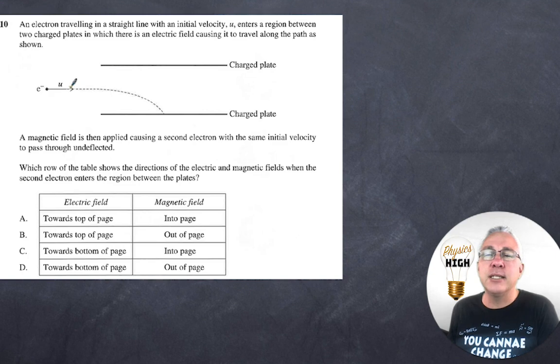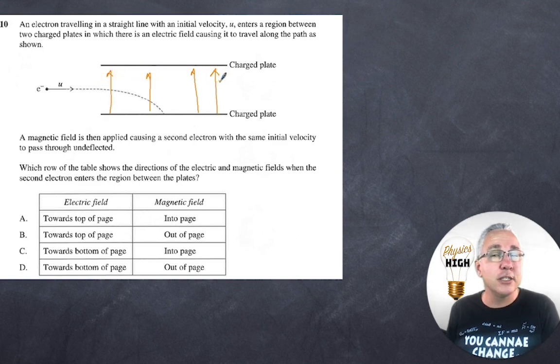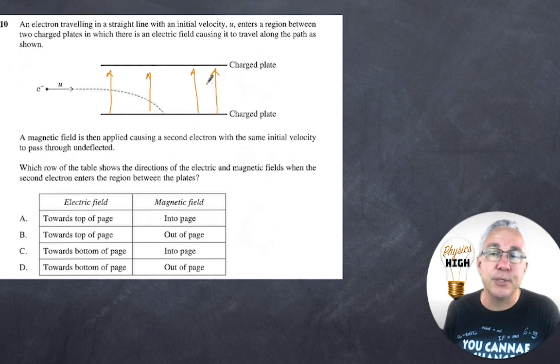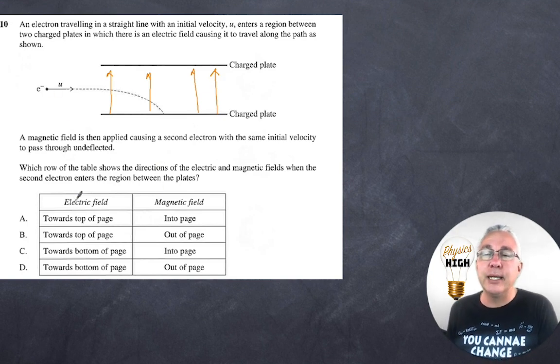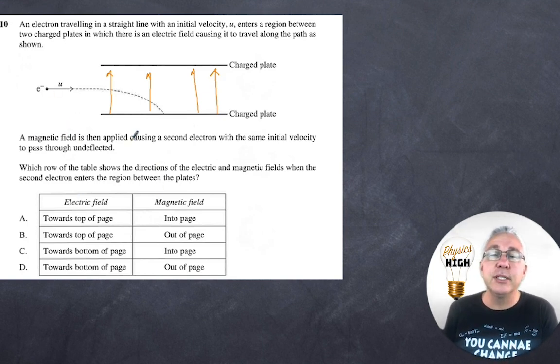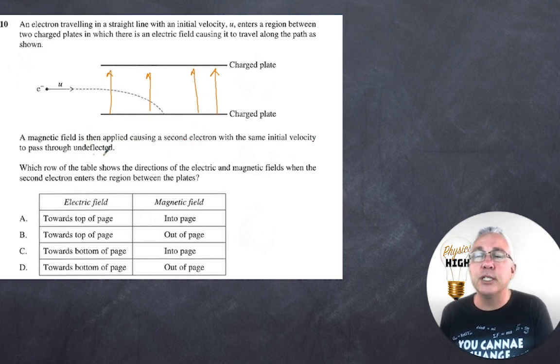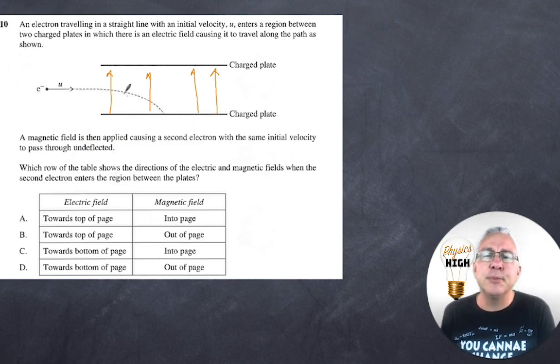The fact that the electron is experiencing a force in the downward direction helps us understand that the electric field is in the upward direction. Why? Because the electric field shows the lines of force that a positive test charge will experience, and this is negative. So now let's read on. A magnetic field is then applied, causing a second electron with the same initial velocity to pass undeflected. Well, the electron is experiencing a force downward from the electric field.